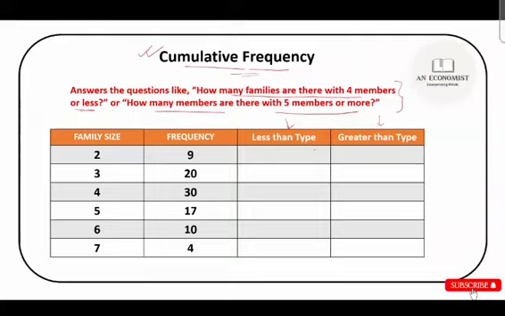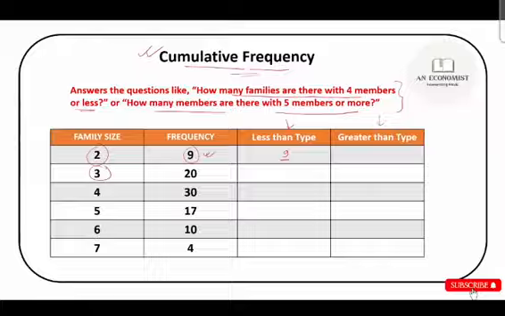For the less than type, you need to ask this question: how many families are there with two members or less, right? In absolute terms, it is 9. But what will be the cumulative frequency? You see that there are no families in this table which have one member or zero members, right? So less than or equal to 2 has only 9 families. You could write 9 here or you could leave it blank also. It doesn't make any sense to ask how many families are there with less than 2 members. There are no such families.